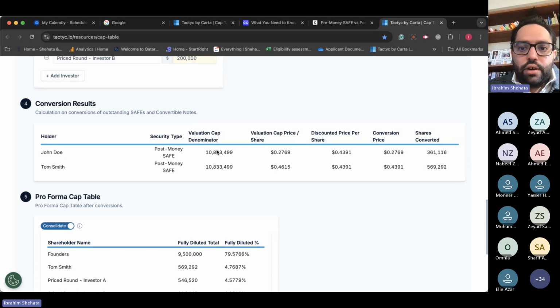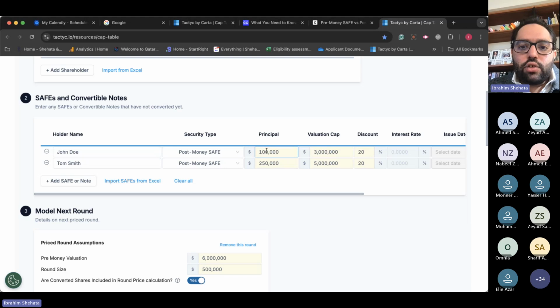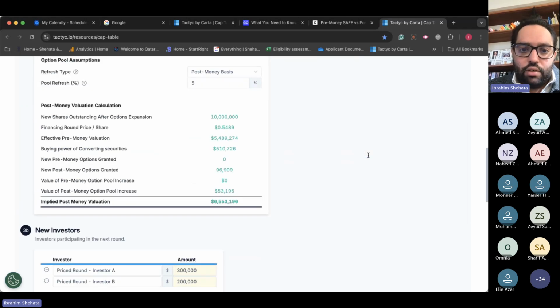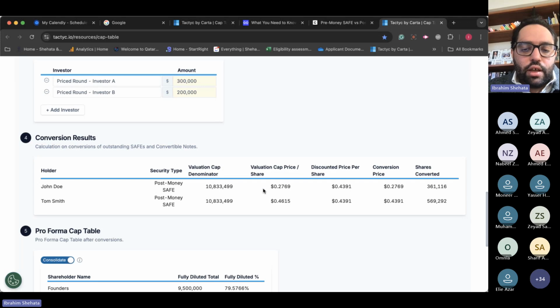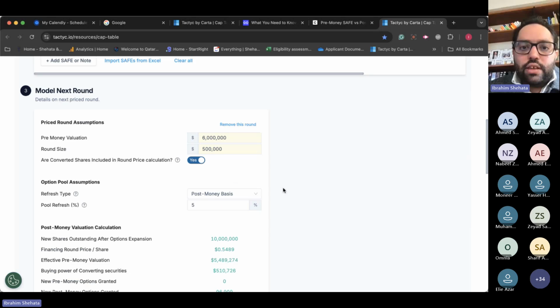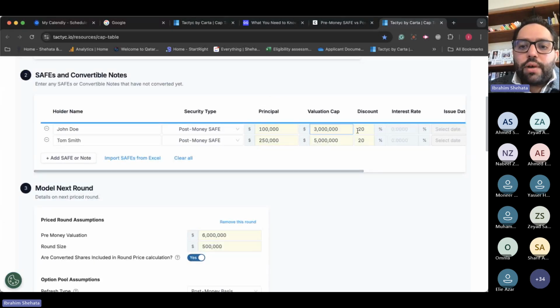So John Doe, you remember his post-money SAFE was for $100,000 at a 3 million valuation cap at 20% discount. So here the valuation cap denominator, here the valuation cap price per share, which is when they apply the valuation cap, and here's the discounted share price when they apply the discount rate. You'll see if we apply the valuation cap, he will get a lower price per share. If we apply the discounted price per share, he will get more. So that's why they are using here the conversion price. They are using the one which is the valuation cap. And here's the number of shares converted based on the internal calculation that they are doing on the platform.